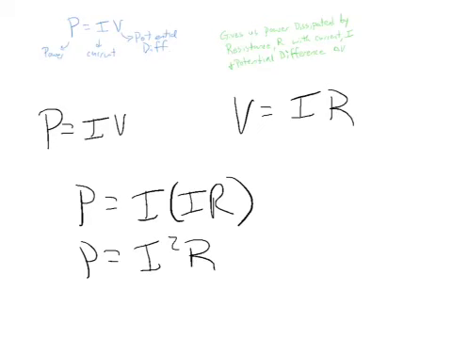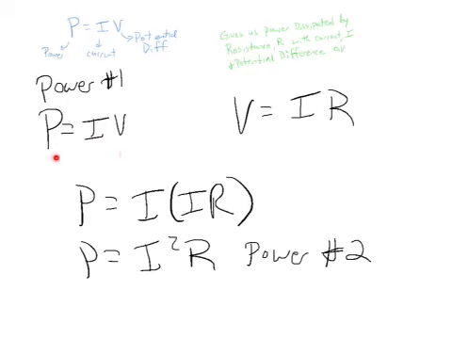Okay? So this is power equation number 2. Here's power equation number 1. Here's power equation number 2. Okay? So clearly we'll be able to use power equation 2 when we don't know our potential difference and don't have any way to figure it out. We'll use this one when we don't know our resistance.